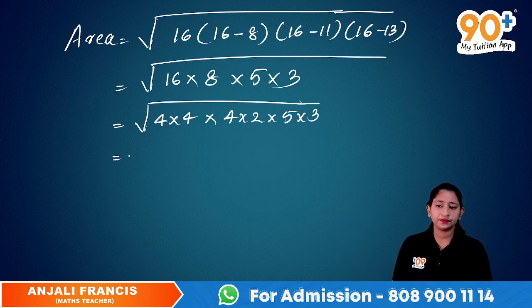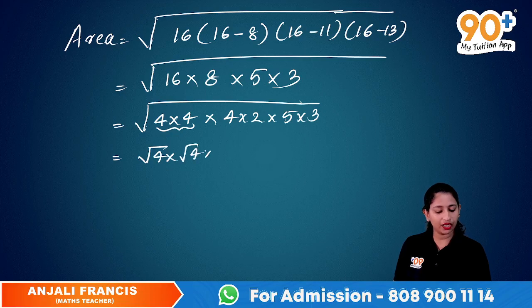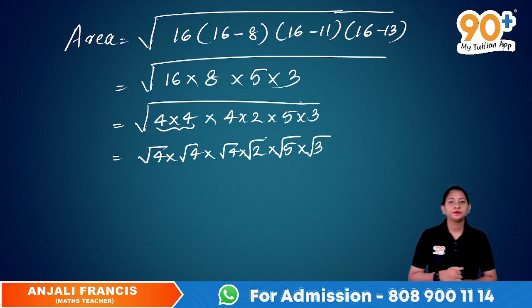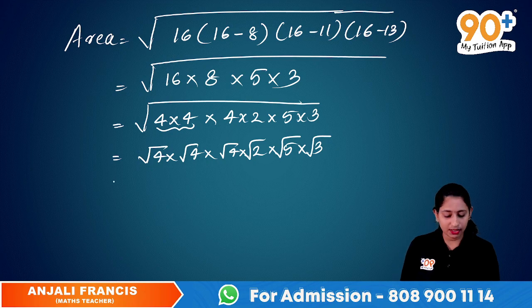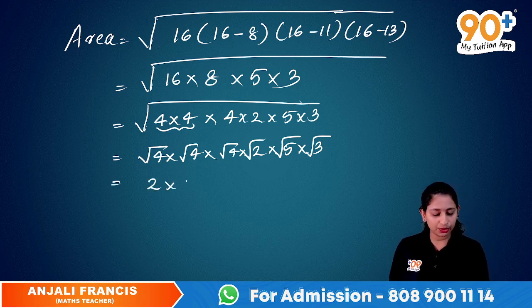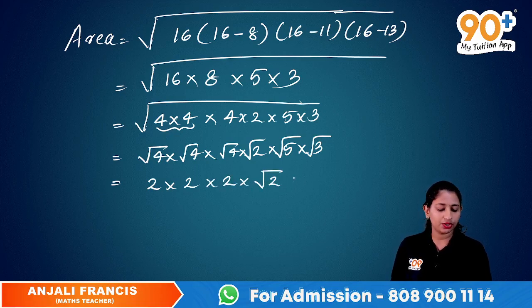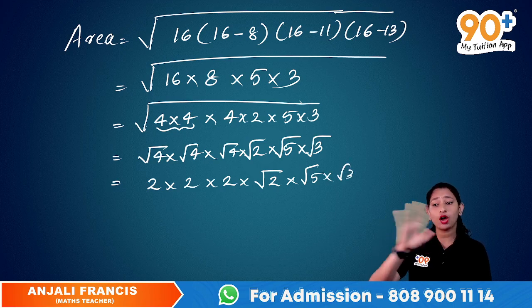Then again 4 വന്നിട്ടുണ്ട്. So here നമുക്ക് എന്ത് എഴുതാം? √4 into √4, here also √4 into 2 into 5 into 3. Root ഉണ്ട് കേട്ടോ എല്ലായിടത്തും. So we are all putting root here. Is this step okay for all? Yes. So here √4 is equal to 2 into 2 into 2 into √2 into √5 into √3 because 2, 5, 3 are not perfect squares.